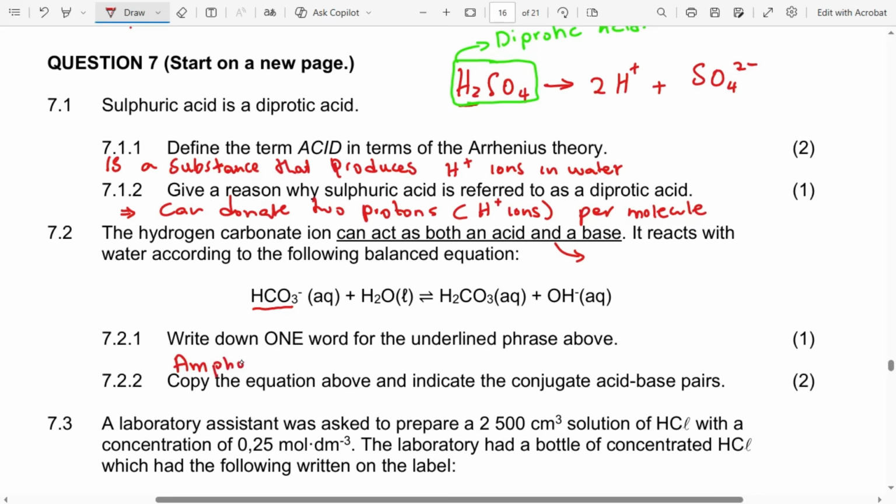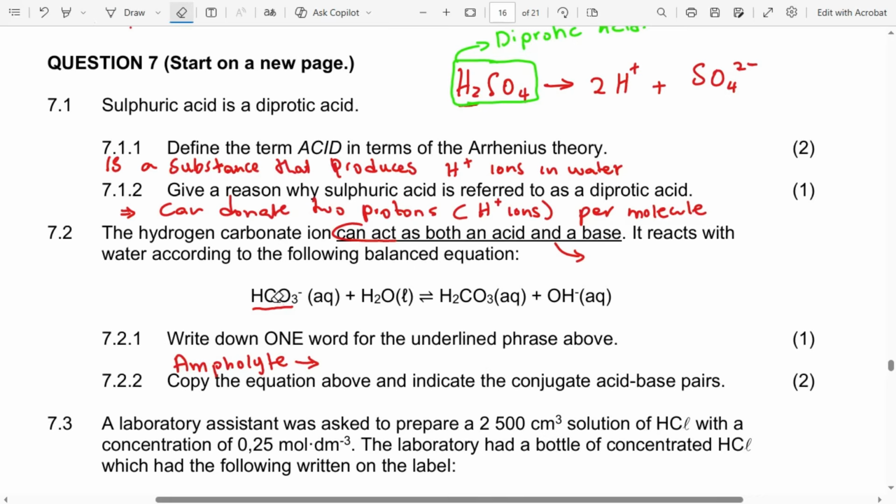Remember, in an exam, they might say define what is an ampholyte. An ampholyte is a substance that can act as both an acid and a base. If they say define, you're going to say a substance, then you write this underlined sentence: a substance that can act as both an acid and a base. Okay, so copy the equation above and indicate the conjugate acid base pair.